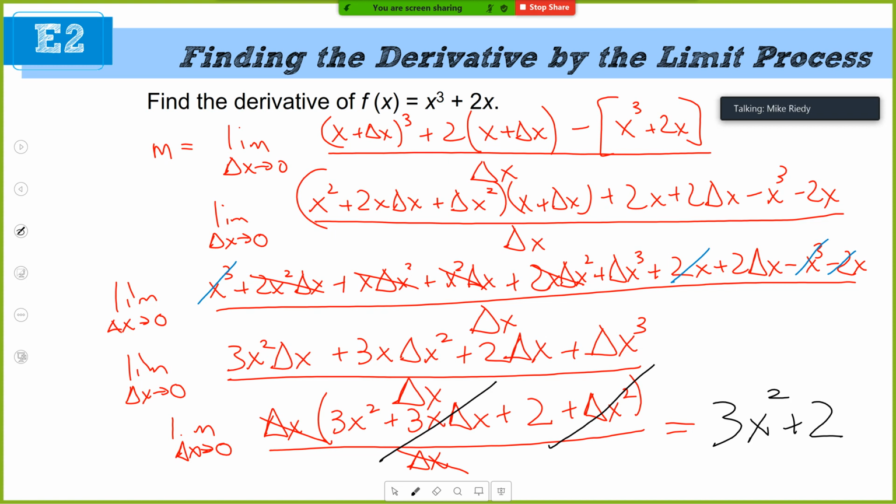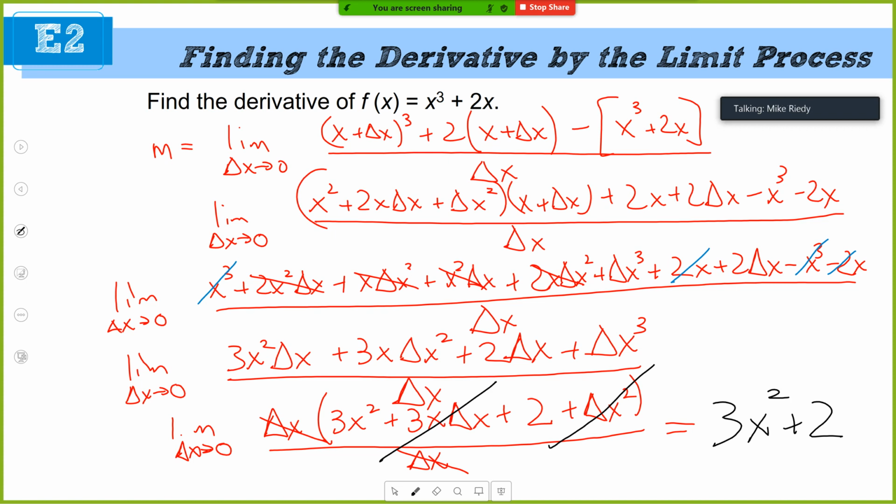Well, that's kind of weird. I took the derivative of a cubic function and I got a quadratic. In the previous problem, I took the derivative of a quadratic and got a linear term. Maybe there's a pattern there. Questions about that? I won't erase it. I'll leave it there. If I need to come back to it, I will. So you can get that copied down.